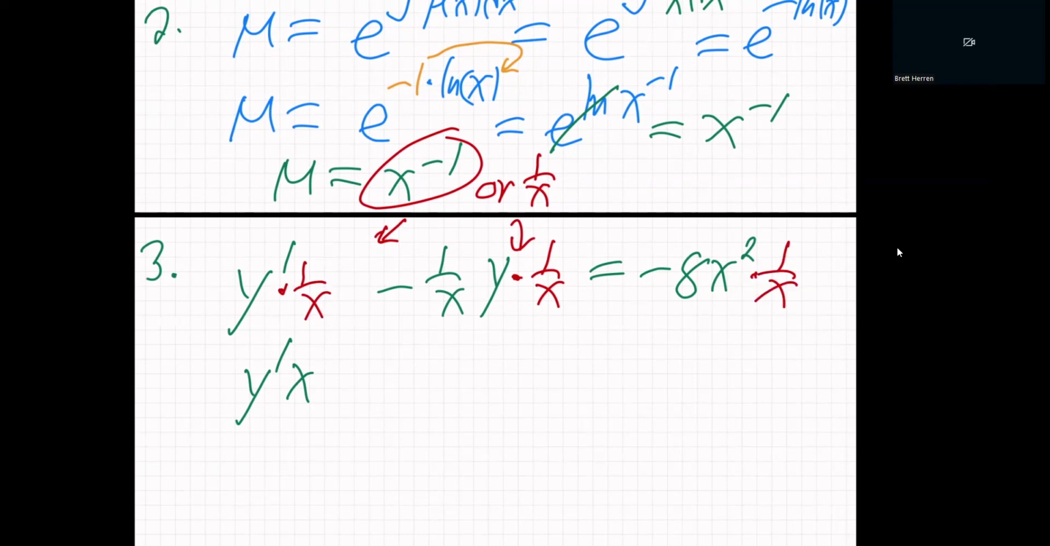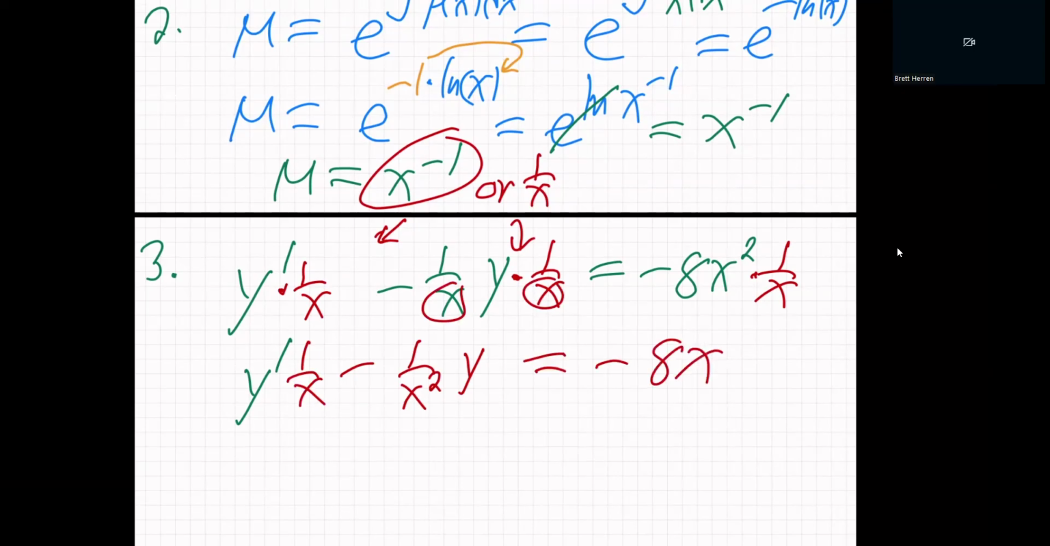Anyway, so this will be y times 1 over x. Y prime times 1 over x minus 1 over x squared y, right? Because those guys multiply equals, and this is minus 8x to the first power because this cancels one of these, x to the first power.